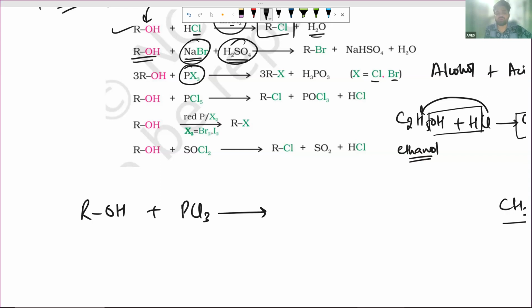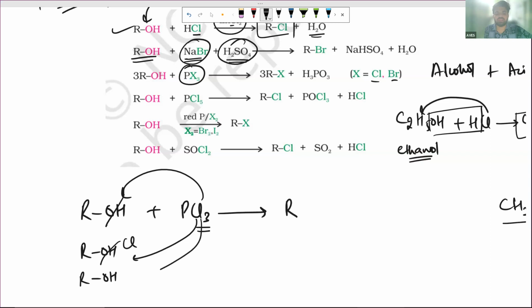What is going to happen here is that every chlorine atom will be removed. We have 3 chloride ions here, and 3 ROH groups. In place of the hydrogen, 1 chlorine will come, and in place of the OH group, 1 chlorine will come. So how many RCl will we have? We will have 3 RCl. We need 3 alcohol molecules to balance this, because there are 3 chloride ions.